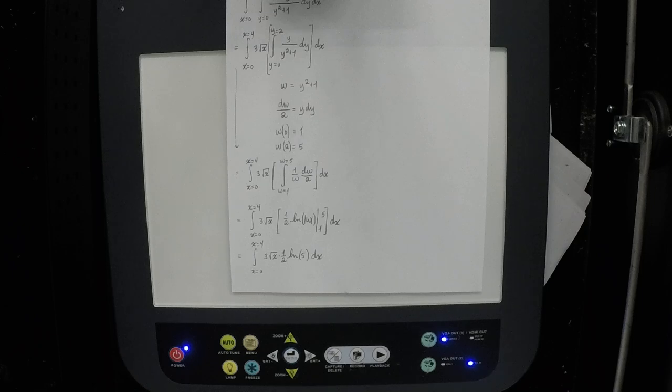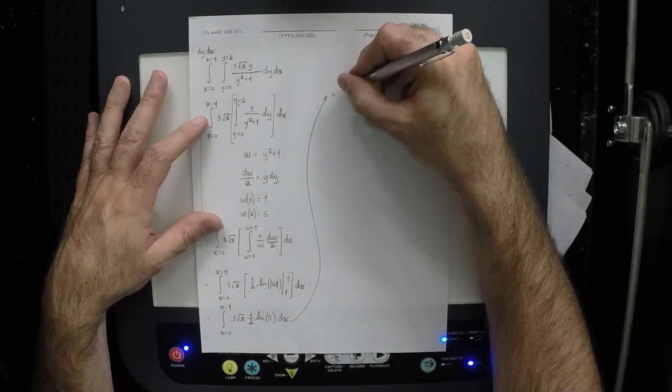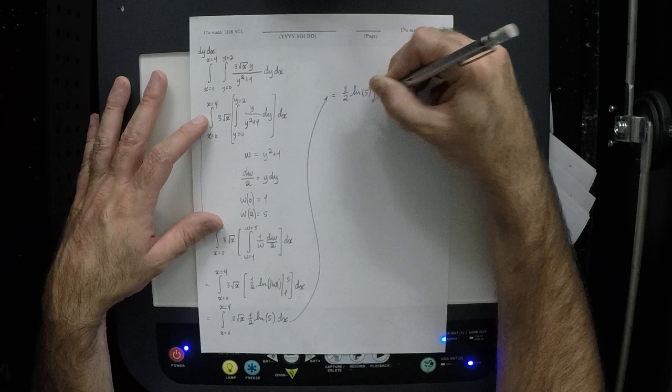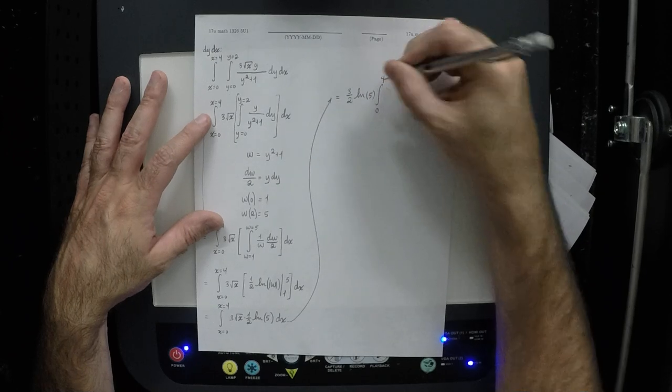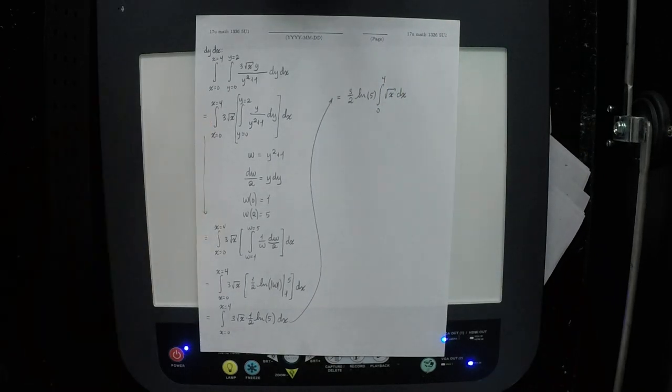I think, again, we should factor out some constants. So what all is constant? Well, 3 is constant, so that can come out. Half and the logarithm of 5, those are all constant. So 3 halves logarithm of 5, integral 0 to 4, square root x dx. Here we are doing the square root of x again.